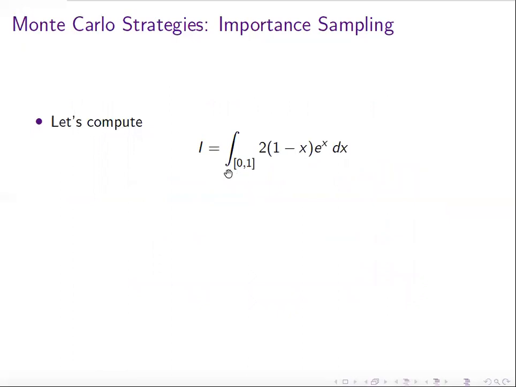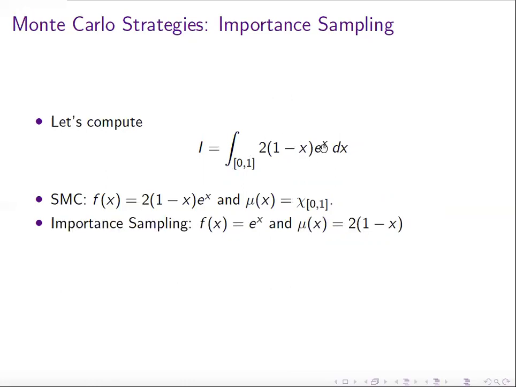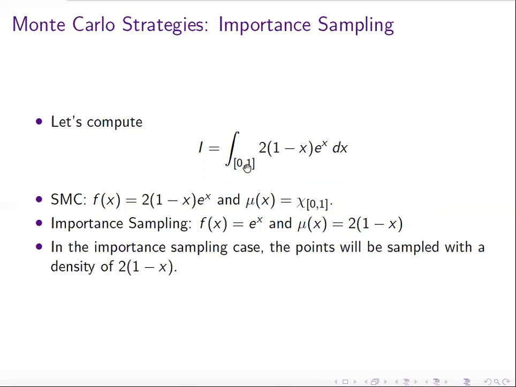So suppose we're trying to integrate 2 times 1 minus x times e to the x on the interval 0 to 1. In the simple Monte Carlo scheme, we just pick f to be this function and mu to be the characteristic function. On the other hand, in the importance sampling scheme, we pick f to be just the exponential and the density function to be this 2 times 1 minus x term. So we'll be sampling points in the interval 0 to 1 with density 2 times 1 minus x.